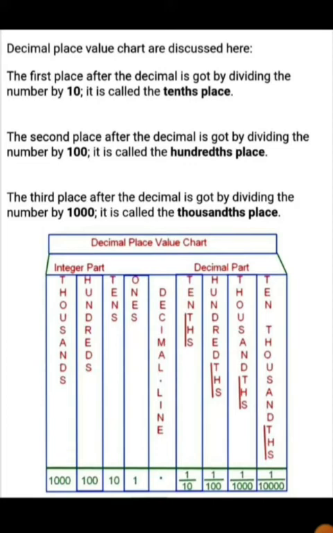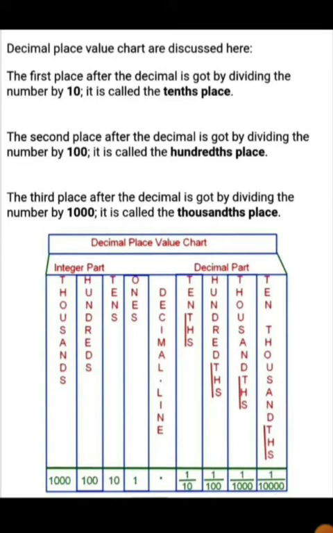And the third place after the decimal is got by dividing the number by 1000 and it is called the thousandths place and it is written as 1 upon 1000. And so on, the fourth place after the decimal is got by dividing the number by 10,000 and it is called the ten-thousandths place and it is written as 1 upon 10,000.